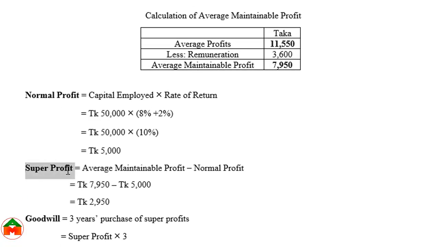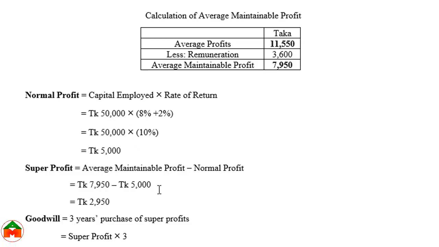And now we will calculate the super profit. To calculate the super profit, we need to deduct the normal profit from the average maintainable profit. That means the average maintainable profit is the actual profit and this is the expected profit on the basis of rate of return.